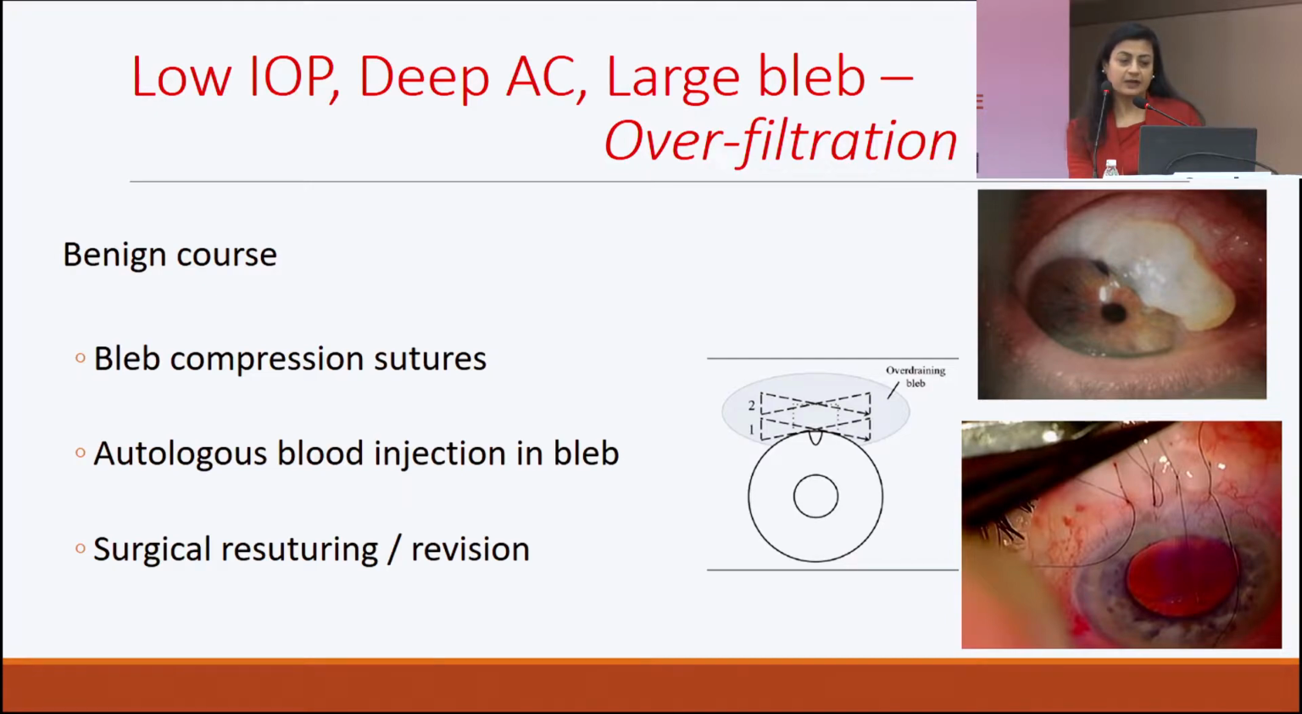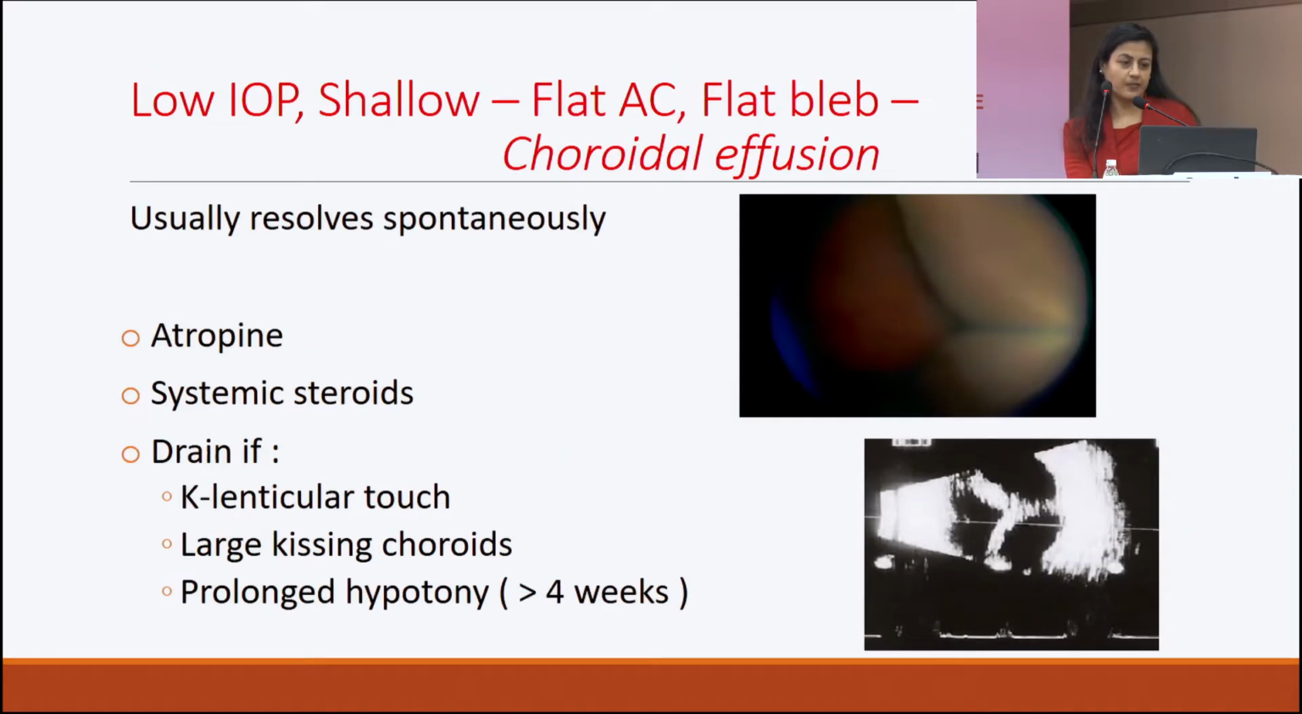Again, this has a benign course. Sometimes it just heals down with the bleb remodeling that happens. You can take bleb compression sutures later on if you feel the need to do so. They can be horizontal or vertical. Autologous blood can be injected in the bleb to again stimulate the healing and stimulate some amount of scarring. And if none of this works, then you might actually again have to take the patient for resuturing, excision of some part of an unfunctional bleb, or actually revise the entire surgery.